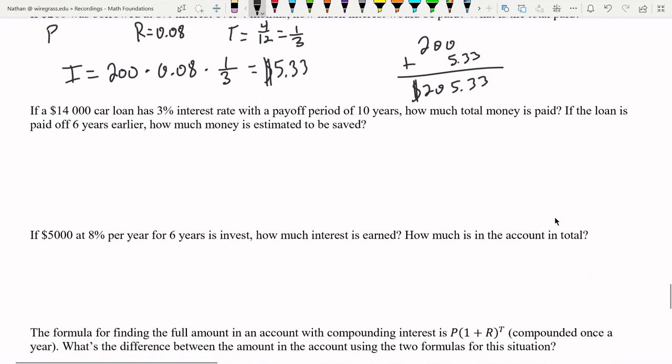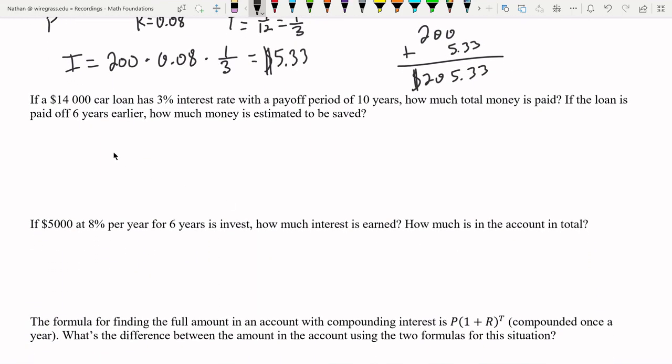Now, if a car loan costs $14,000 with a 3% interest rate and a payoff period of 10 years, how much total money is paid? And then if it's paid off 6 years earlier, how much money is estimated to be saved with this formula?